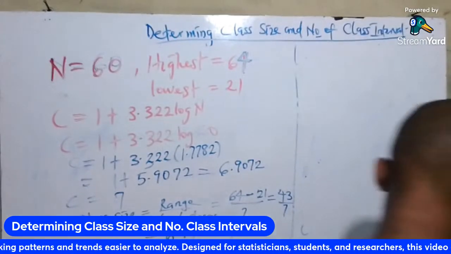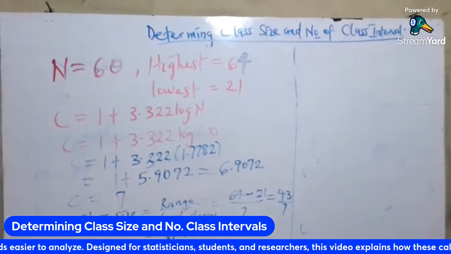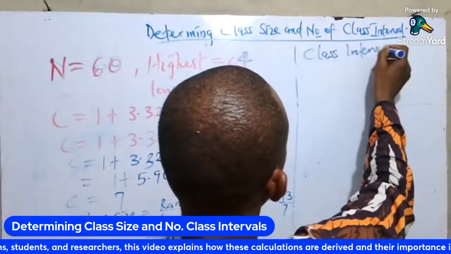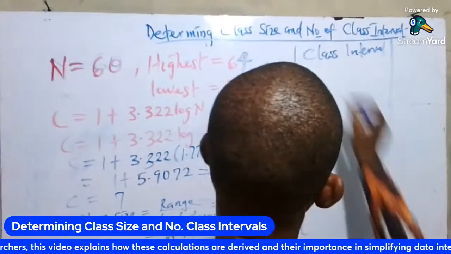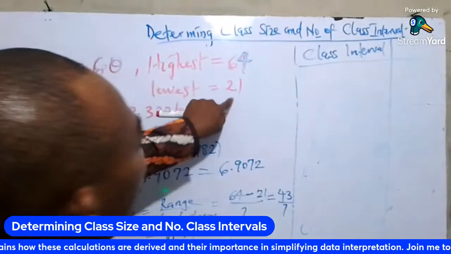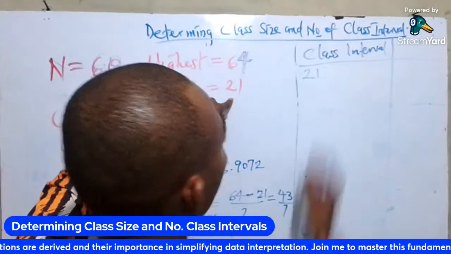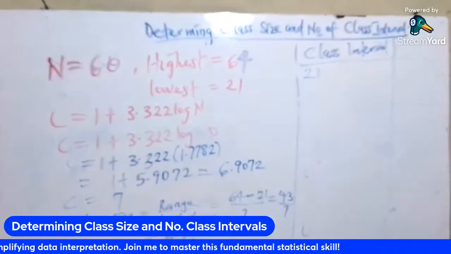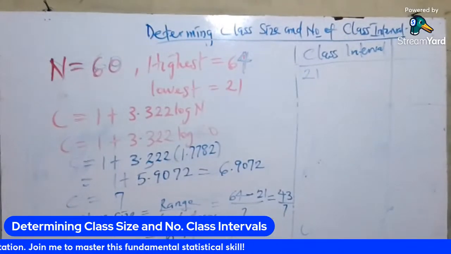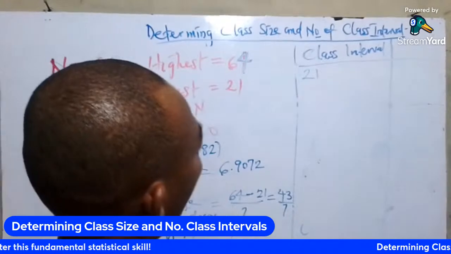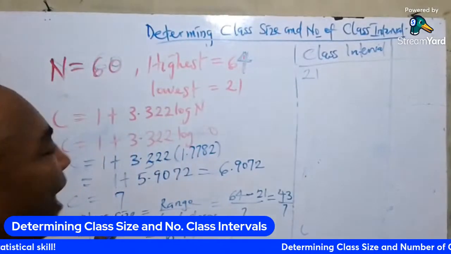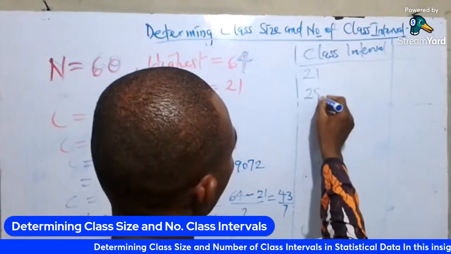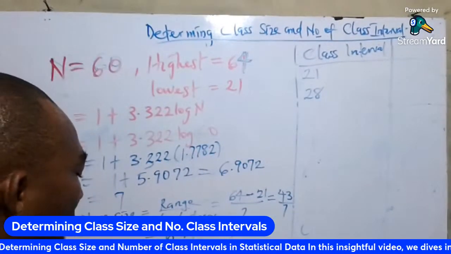So we can now say the class interval for this, we start with 21. So 21 plus 7. Like I said, always save yourself from little calculation errors. The class size is 7. So 21 plus 7, that is 28. You can use your calculator. That's 28.